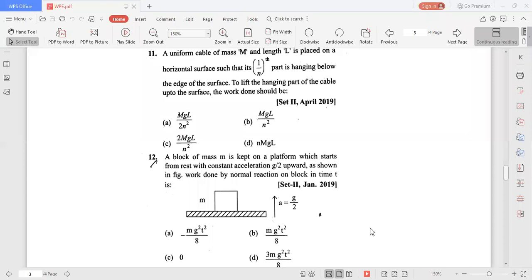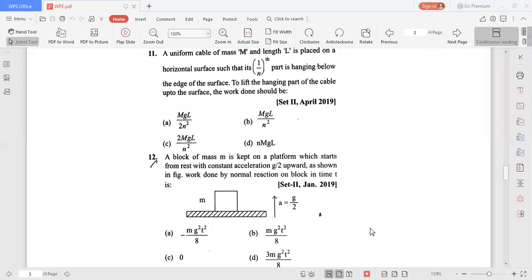Because of this weight mg, does it break the platform and come down? No. Along with the lift it moves upwards, which means definitely at the plane of contact of the block and the platform, the block exerts a reaction force on the body in the upward direction, which is called normal reaction. That means on the block two forces act: normal reaction upwards and weight downwards.